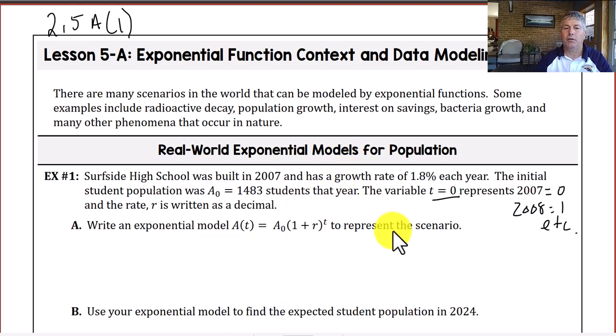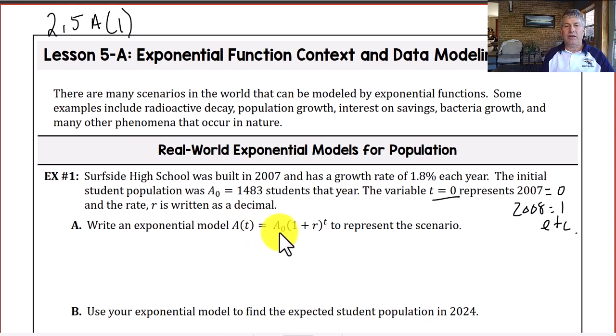Surfside High School was built in 2007 and has a growth rate of 1.8% each year. The initial student population, A sub 0, is 1,483 students that year, so in 2007. So 2007 is going to represent year 0, and the rate R is written as a decimal. They're asking us to write an exponential model, A sub t equals A sub 0 times 1 plus R to the t, to represent this scenario.